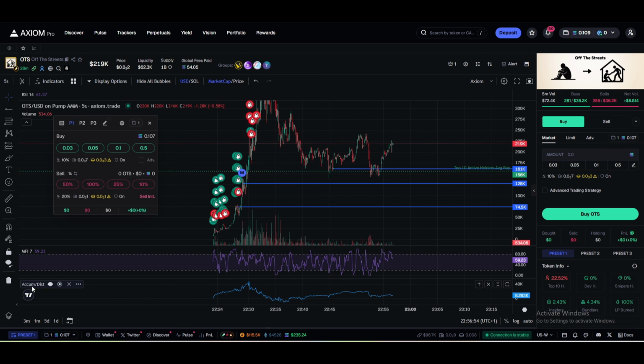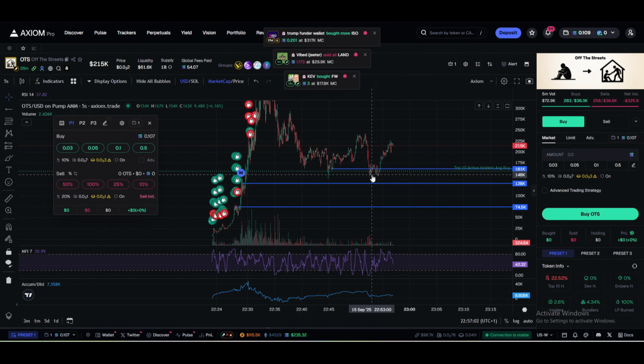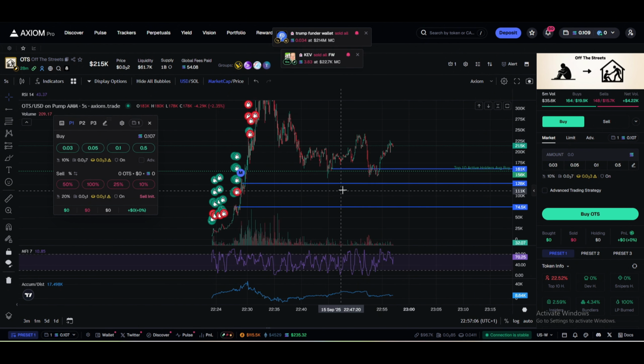Obviously the accumulation/distribution wasn't really there for this coin, but the MFI was, you know what I mean, if you would have bought in here or even here, it still bounced off this level. Anyway, without further ado, in a bit.